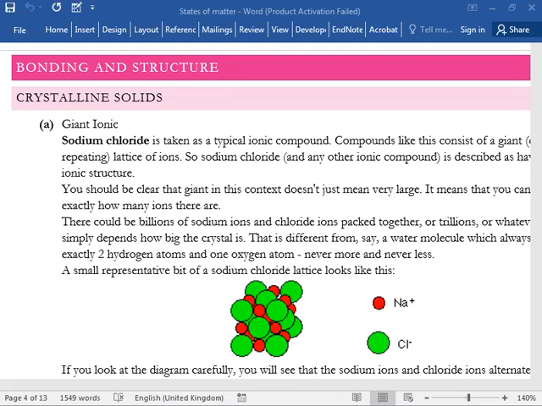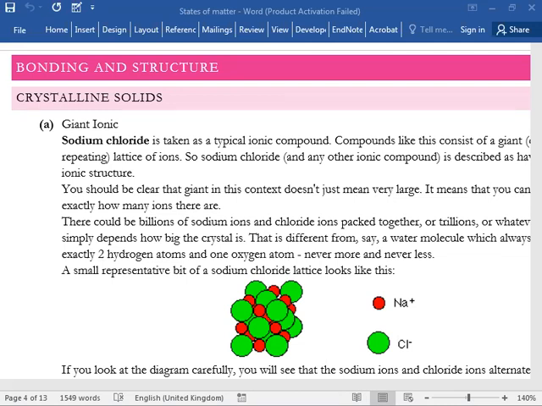So the first thing that we will study is the giant ionic lattice. Sodium chloride is an example. Now, what is the structure inside sodium chloride? It appears to be a solid, sir. It is a salt, table salt, sodium chloride. It appears to be solid at room temperature, but what is the actual structure inside it?